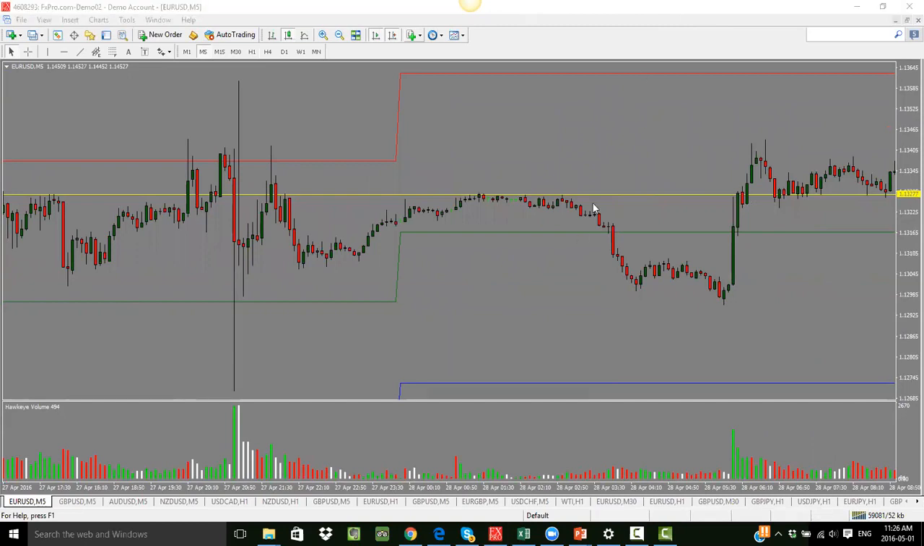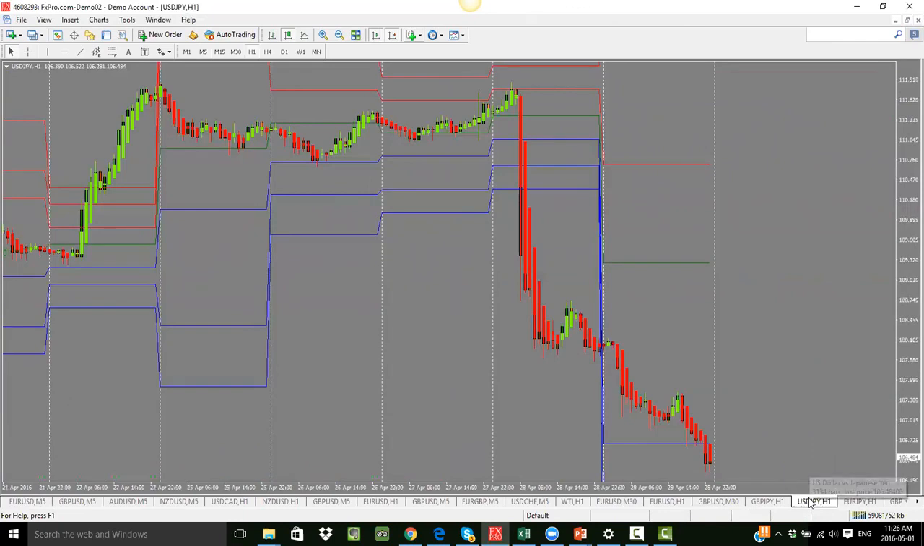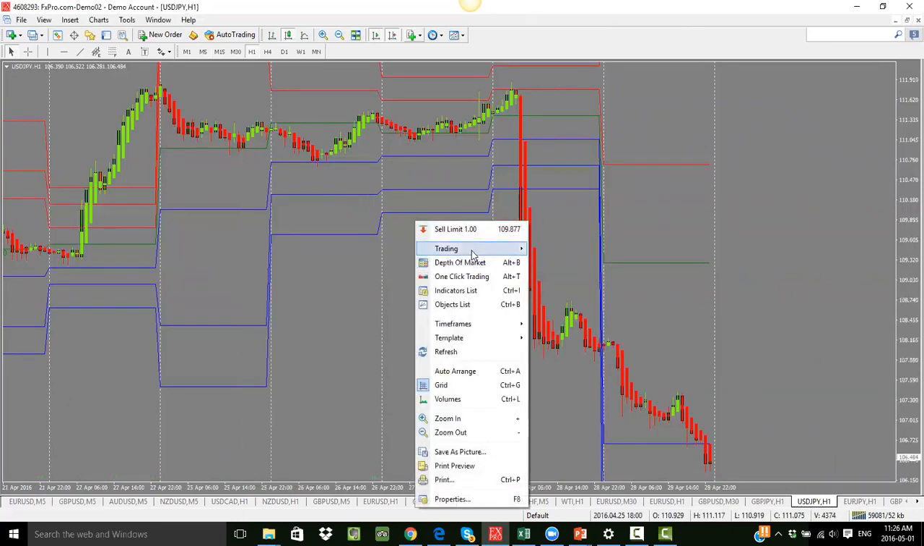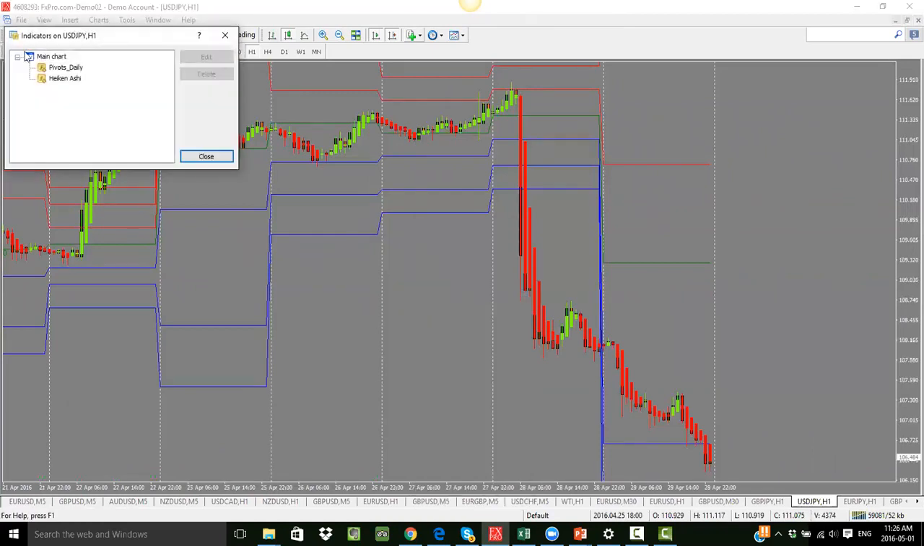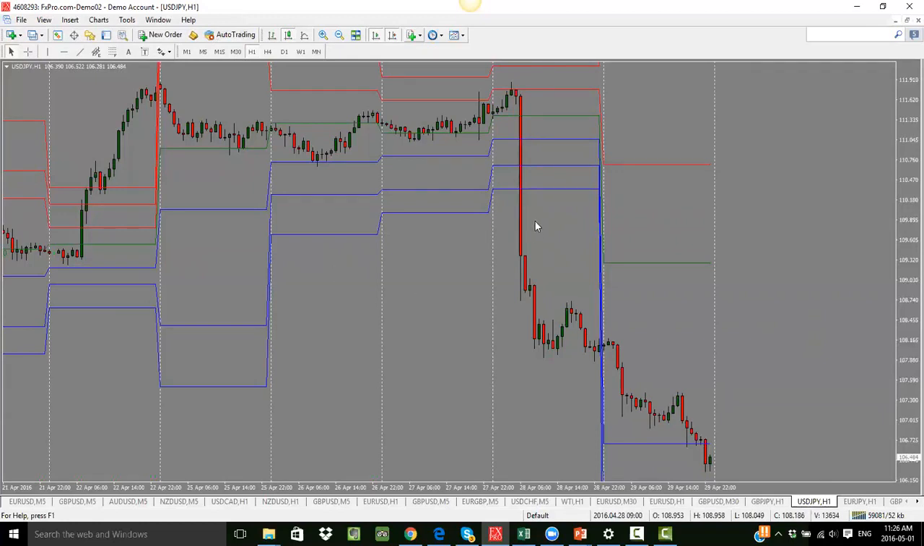All right, so let's go back. A dollar yen, there was one. Let's take a look. Let me get rid of my indicator here. Yeah, there was a big drop here as well. Oh, because yeah, they didn't.